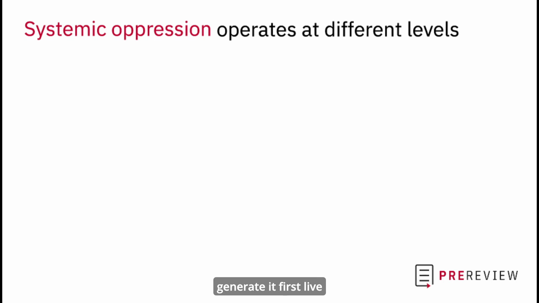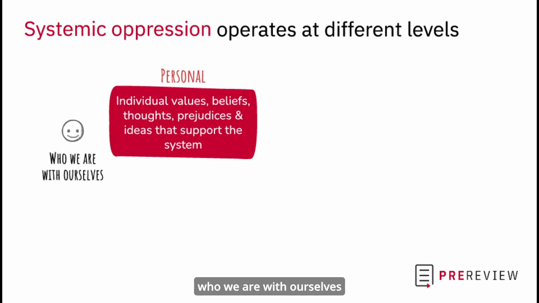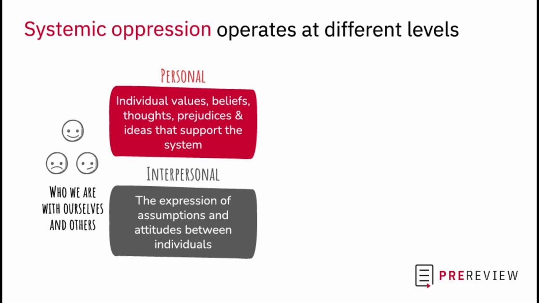How does oppression become systemic? Well, oppression and the bias that generate it first live at a personal level, in the way our values, beliefs, thoughts, prejudices, and ideas shape who we are with ourselves and who we are with others.